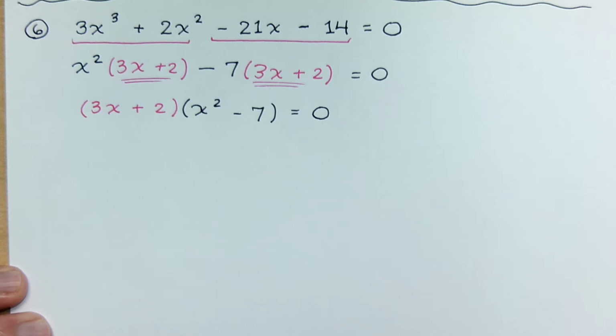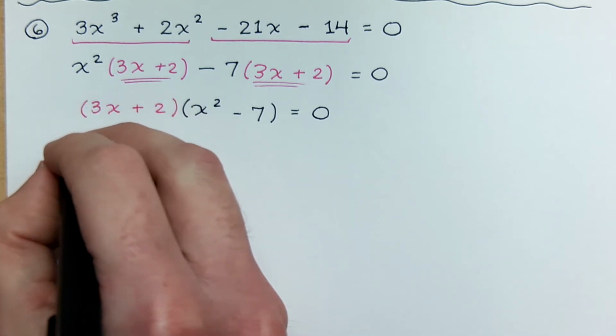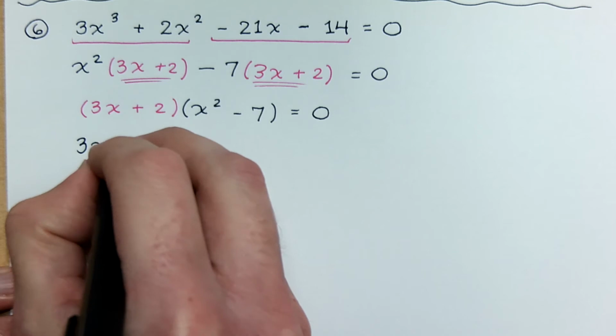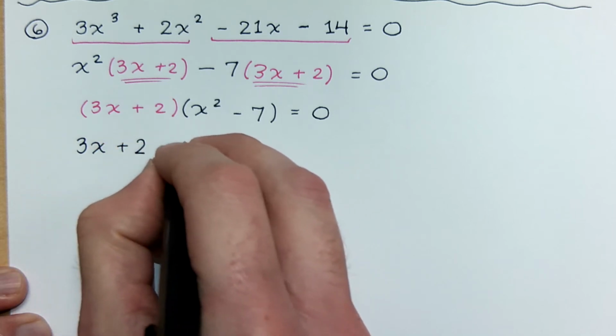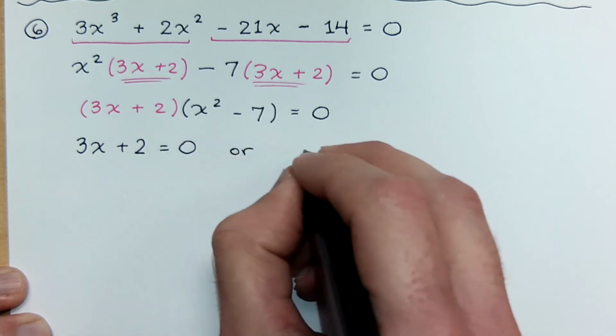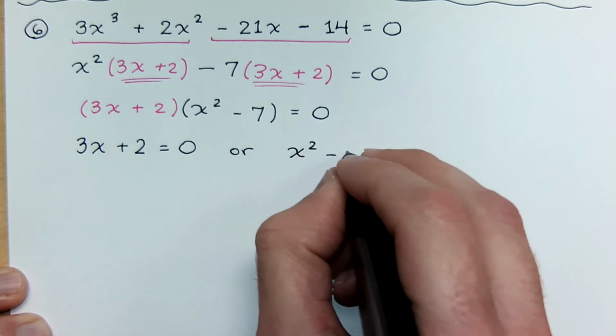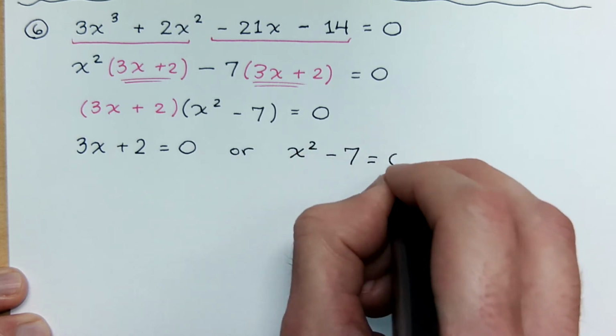And so now that I've got this factor and it equals 0, this is a prime example of using the zero factor theorem. So you take each factor and you set it equal to 0 and you solve it. So 3x plus 2 is equal to 0. Or you take the other factor, x squared minus 7 is equal to 0.